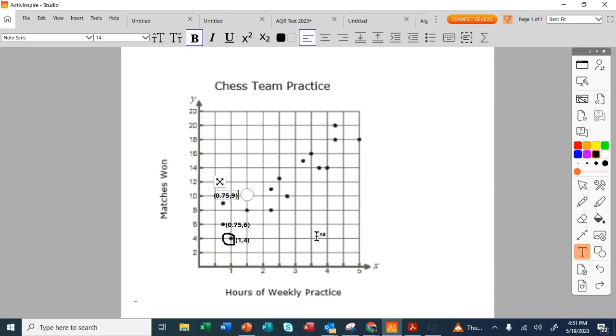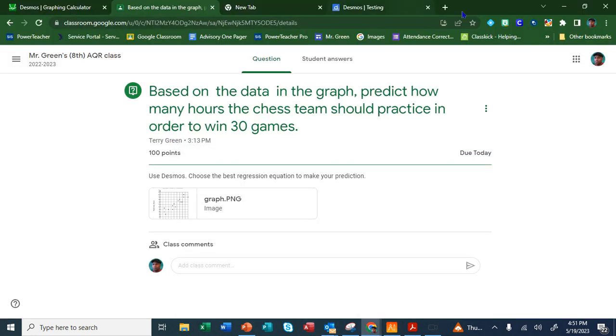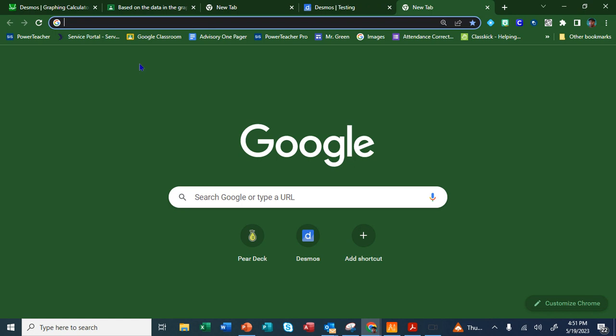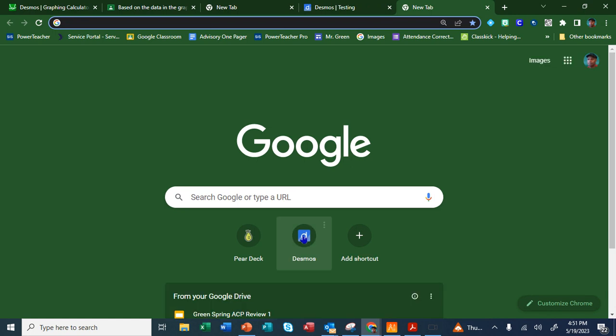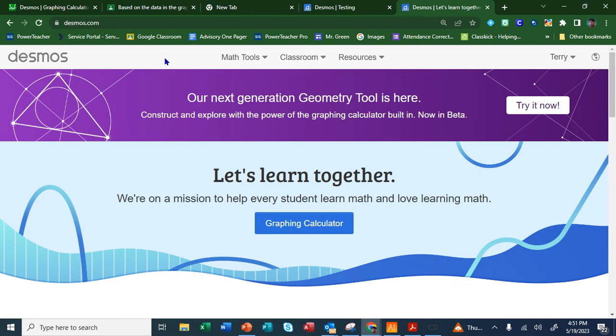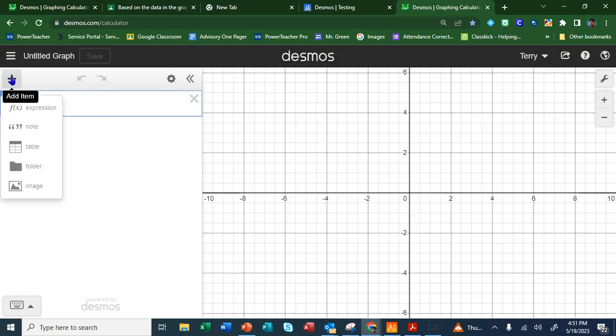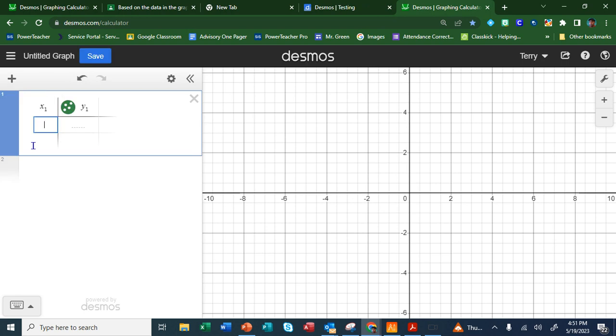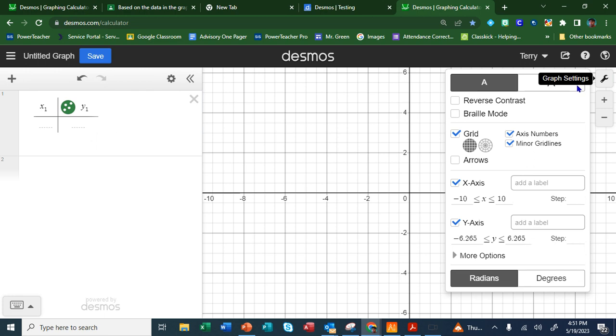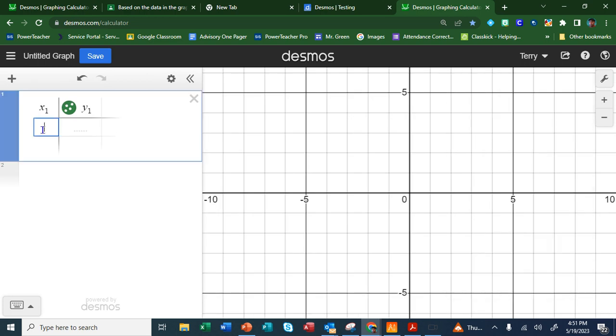So I put all these points into Desmos like this. If I go to Desmos here, let me do a brand new Desmos screen, and we'll go to the graphing calculator. We'll use the plus and add a table. And you know me, I like the big text, so let me make this larger. And we can put the data in.